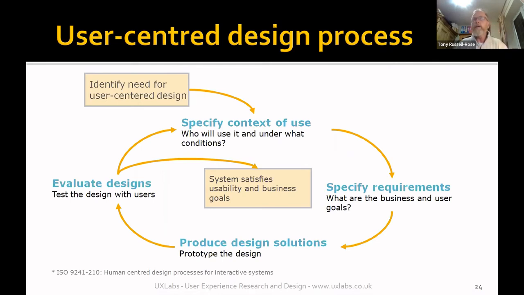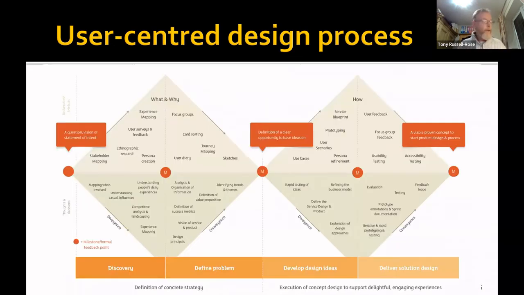Again, it's cyclical in nature. We specify the context of use, specify the requirements, produce the design solutions, and then evaluate them. And another useful model for thinking about the user-centered design process is this one, which is called the double diamond approach. This owes its origins to the Design Council. And there's a lot of stuff on here. I'm not going to attempt to read every word, but I would draw your attention to a couple of things.